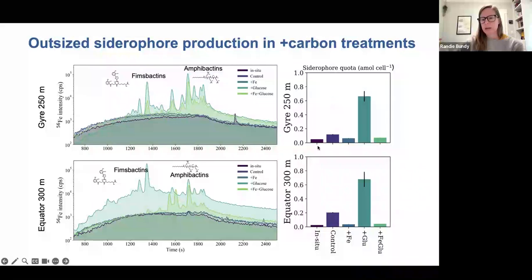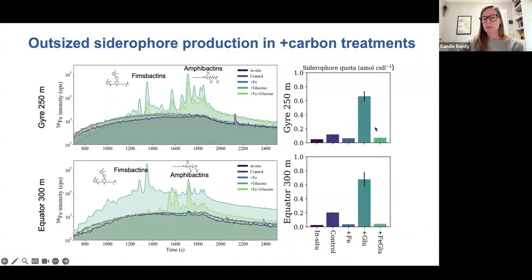And so if we pare this down to just the amount or concentration of siderophores that were produced on a per cell basis, that's what the bar charts are over here. We saw this outsized siderophore production when we had added a bunch of glucose. So when we added a lot of carbon, this is in the high carbon treatments.